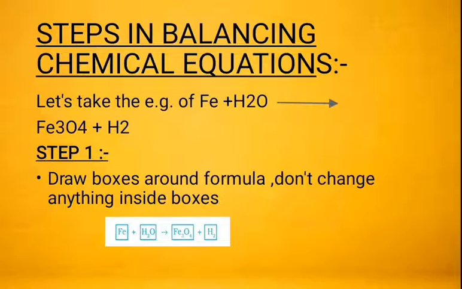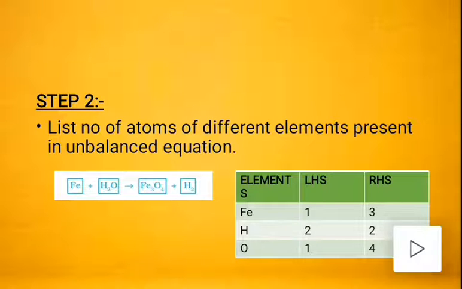Steps in balancing chemical equations. Let's take the example of the given equation: Fe plus H2O gives Fe3O4 plus H2. Step 1. Draw boxes around the formulas so that you don't change anything inside the boxes, as given below. Step 2. List the number of atoms of different elements present in the unbalanced equation, as given below.